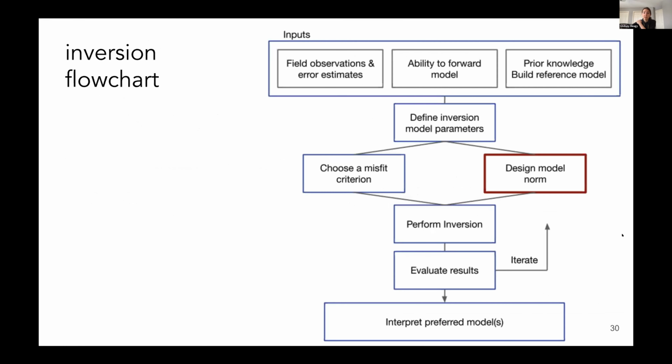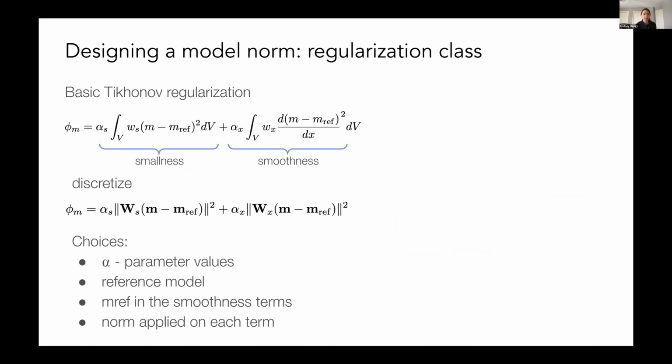Okay, so the next piece that we're going to look at is how do we design a model norm? We start from a basic Tikhonov regularization where we've got a smallness and a smoothness term. Here I'm just showing a one-dimensional problem. If you had 2 dimensions or 3 dimensions, we would just be adding the alpha x and the equivalent derivatives in the y and z dimensions as well.